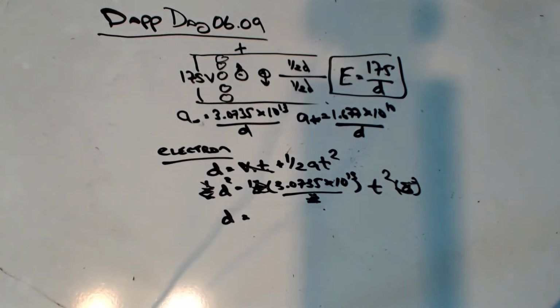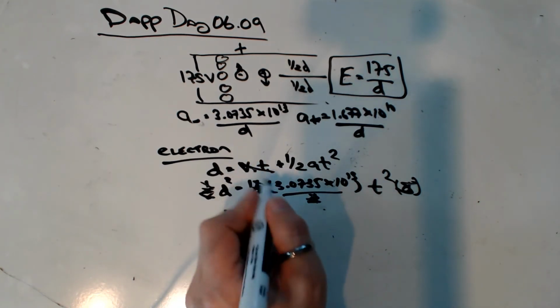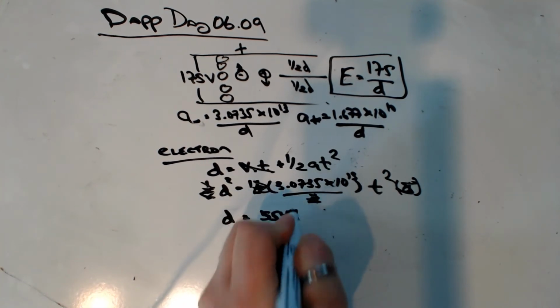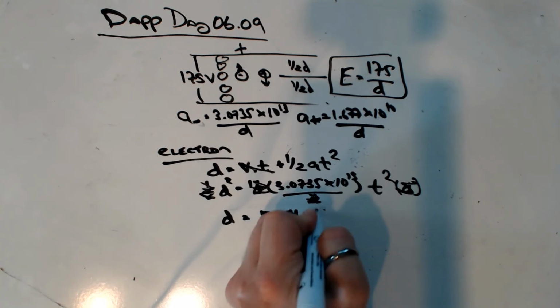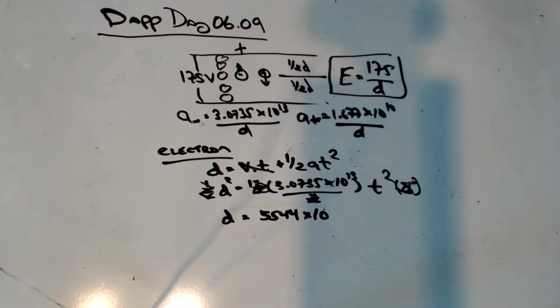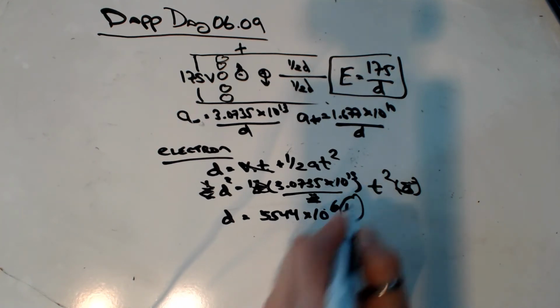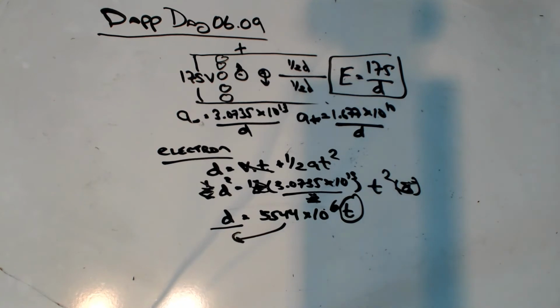the square root of this 3.03, which happens to be in my calculator still, is 5,544 times 10 to the 6, t. Now what I did is I rearranged it because I wanted it in terms of t, so I could plug it into the next equation. So what I'm going to do is divide this over here, so 1 over that number basically. You're going to get 1.8 to the negative 7 d equals t.